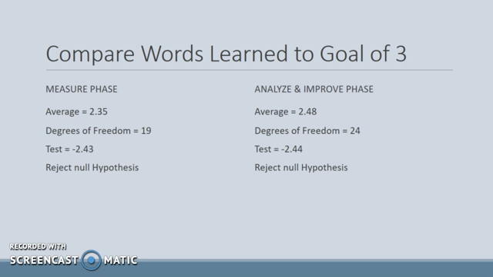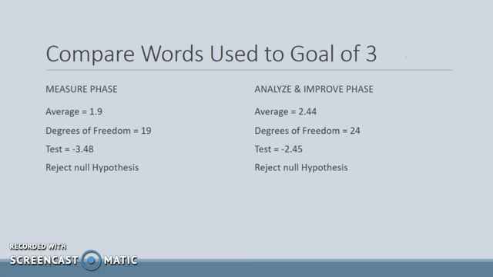And then the next step is to compare the words between the two phases, or to compare to the goal of the words that I used, and then also journaling. So this first step, compare words I learned to the goal of 3 words. The measure phase was 2.35 words per day, and the analyze phase was 2.48 words per day. However, both of them were not close enough to the goal of 3, and so there was a significant difference, and I had to reject the null hypothesis.